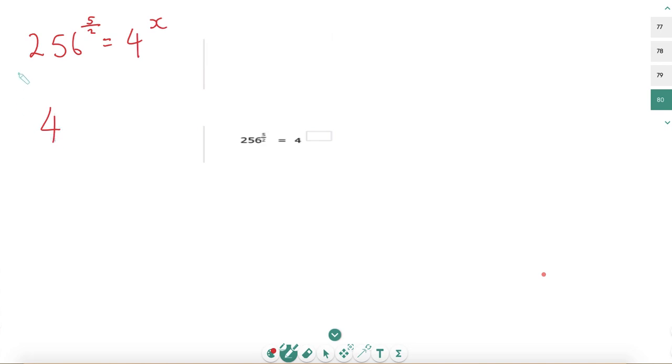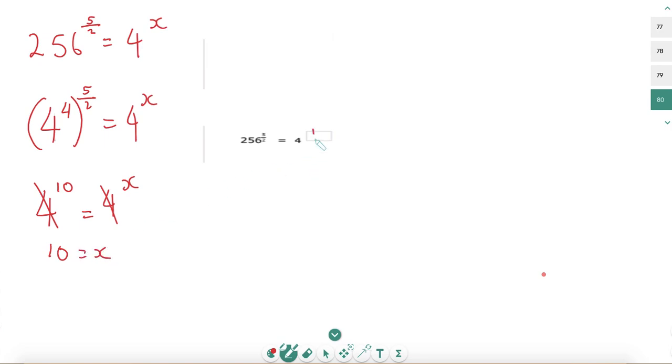I'll use my calculator. It's trial and error. 4 to the power of 4. I knew that. And 256, which is basically 4 to the power of 4, is being powered by 5 over 2, which is equal to 4 to the power of x. Well, inside-outside rule is we multiply. 4 times 5 over 2 is going to be 10. It's 4 to the power of x. Bases are the same, we can cancel them out. 10 equals x. Cool. Let's move on to some harder problems.